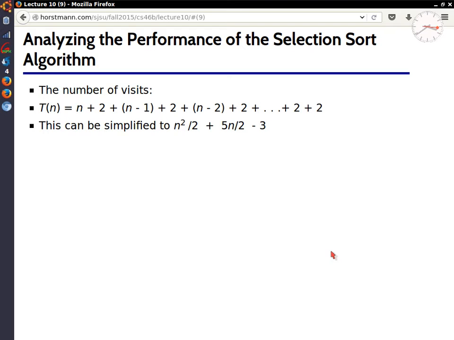All right, so the reason we get what's called quadratic performance is that we roughly do something n times, and each of which requires, on average, n over 2 lookups.